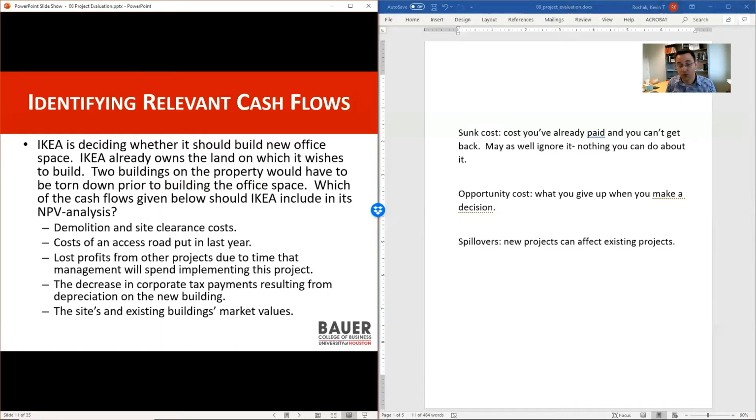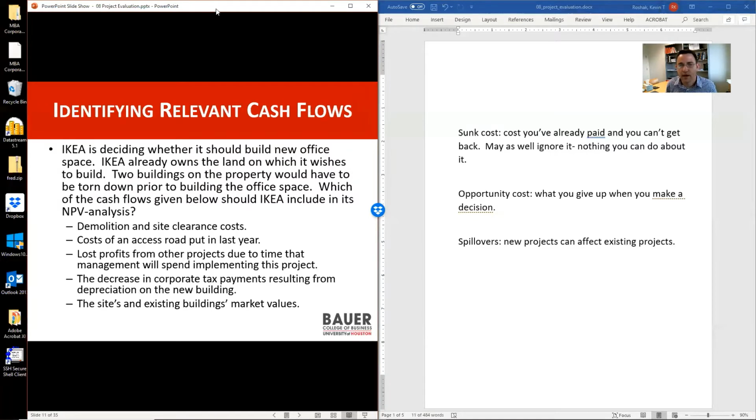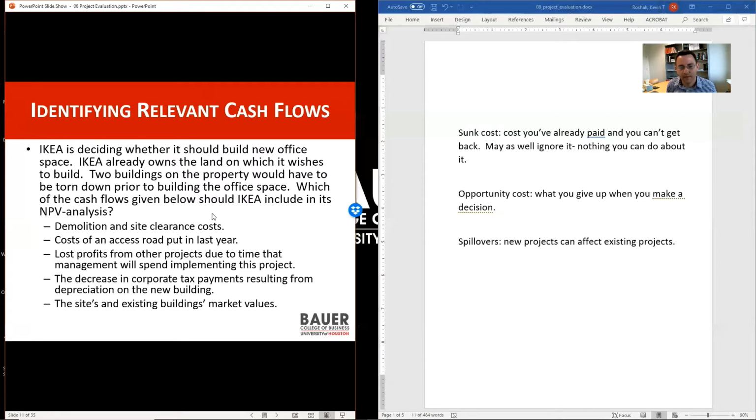If I don't build this new office space, what else could I do? Well, I could just sell these things wholesale. Okay. So we do care about that. Maybe you could sell those two buildings for more than the value of the new headquarters, in which case you should do that instead of building the new headquarters.